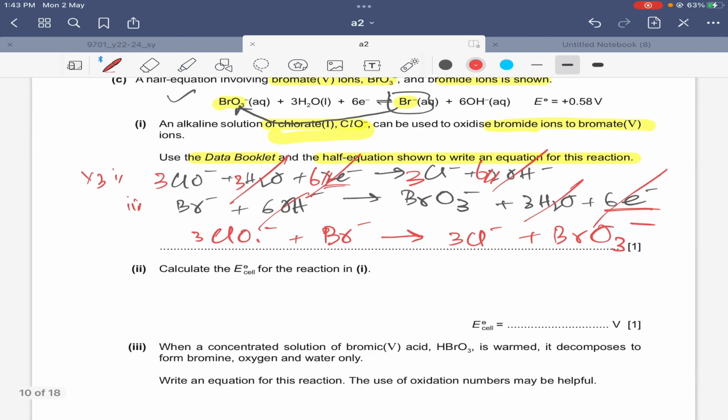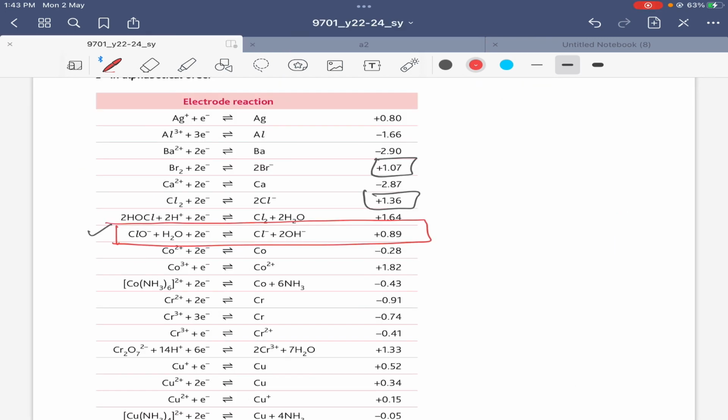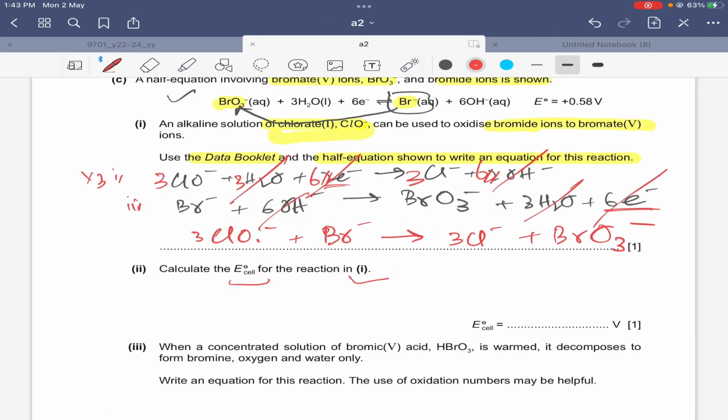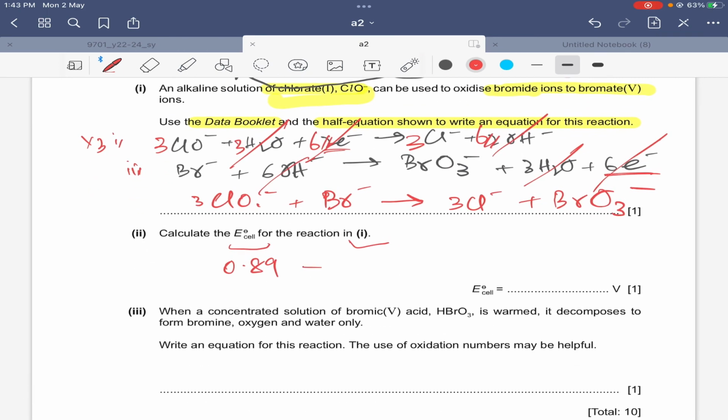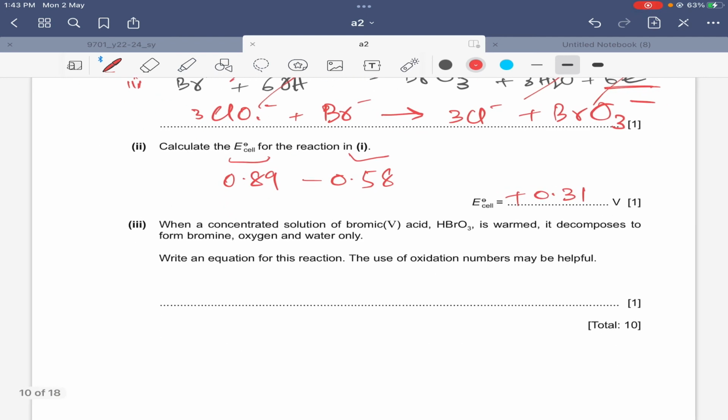Next is calculate the E cell for the reaction in one. So the E cell for the reduction half cell is 0.89, and the oxidation half cell is 0.58. So 0.89 minus 0.58, that would be 0.31, or plus 0.31.